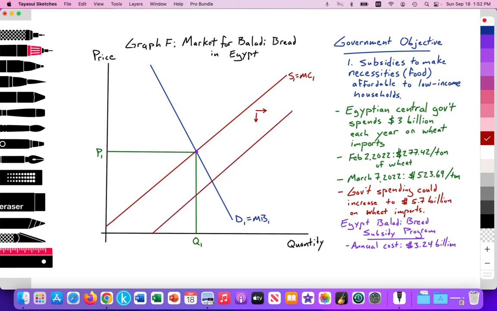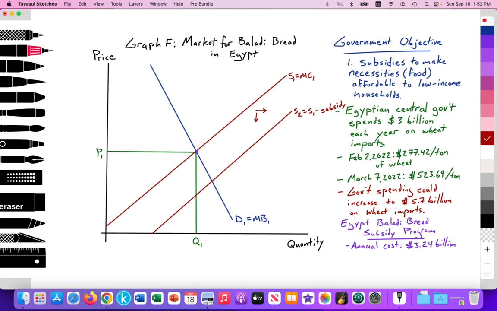Okay, so here we have S2. We're going to label it as being equal to S1 minus the value of the per unit subsidy. S2 is equal to S1 minus the subsidy. So the distance between S1 and S2 is the value of the subsidy for each unit of Baladi bread produced.